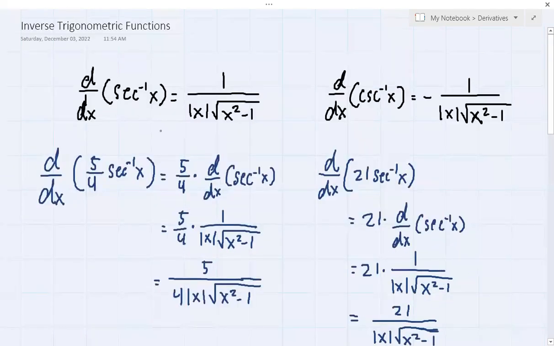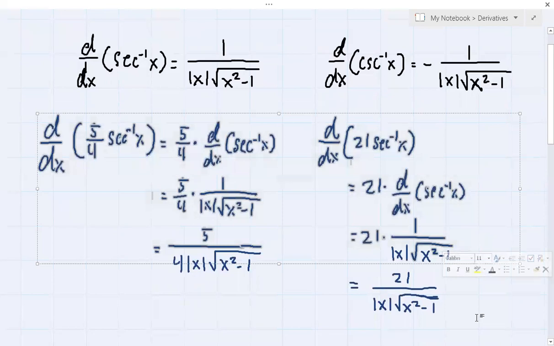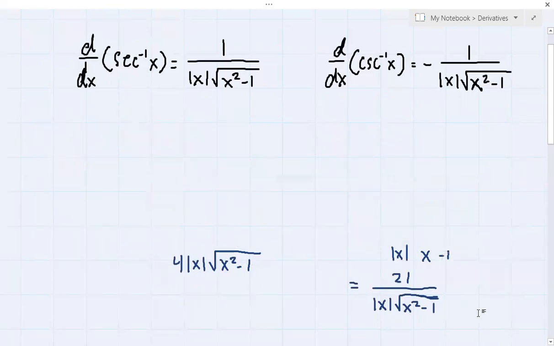So, basta, ang formula ng arcsecant is 1 all over the absolute value of x times the square root of x squared minus 1. Now, paano naman kapag ang given ay arccosecant? Okay, what if arccosecant naman yung given?